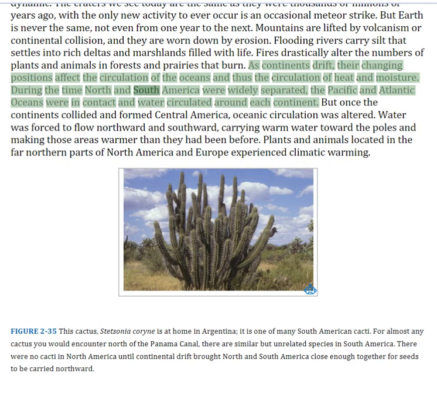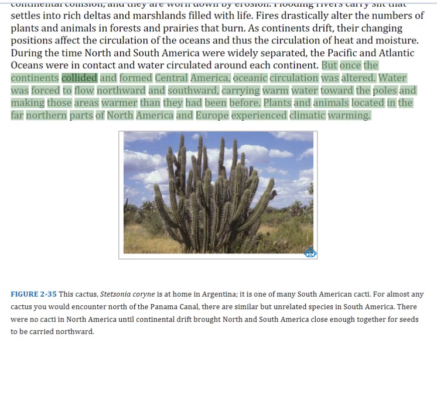During the time North and South America were widely separated, the Pacific and Atlantic Oceans were in contact and water circulated around each continent. But once the continents collided and formed Central America, oceanic circulation was altered. Water was forced to flow northward and southward, carrying warm water toward the poles and making those areas warmer than they had been before. Plants and animals located in the far northern parts of North America and Europe experienced climatic warming.